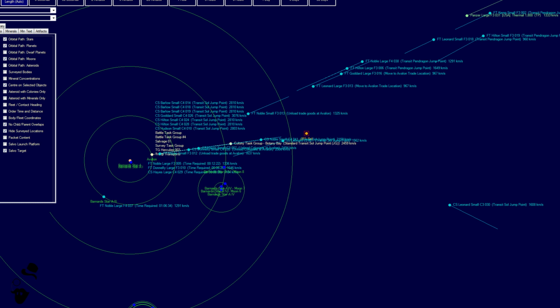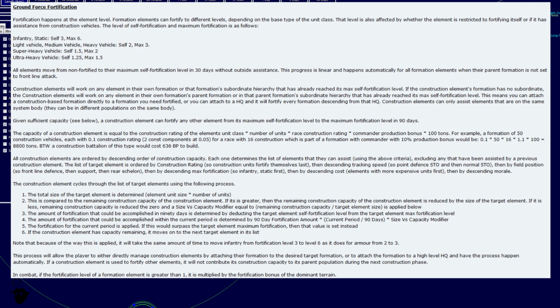Now, we touched on fortification earlier. Let's talk about it in more detail. Fortification happens at the element level. Formation elements can fortify to different levels, depending on the base type of the unit class. That level is also affected by whether the element is restricted to fortifying itself or if it has assistance from construction vehicles. The level of self-fortification and maximum fortification is as follows.